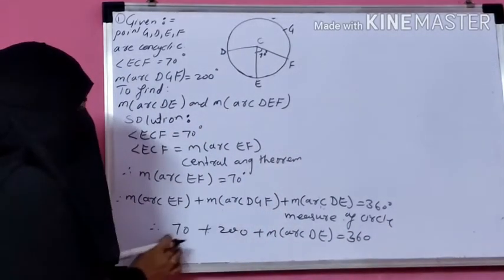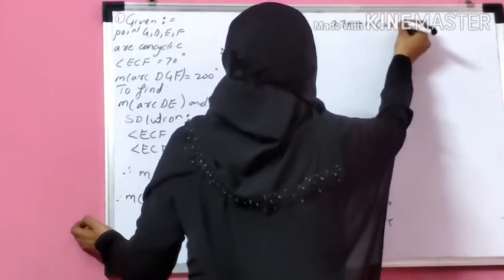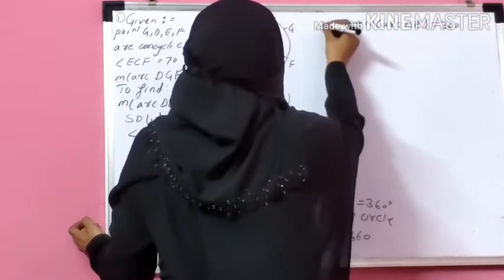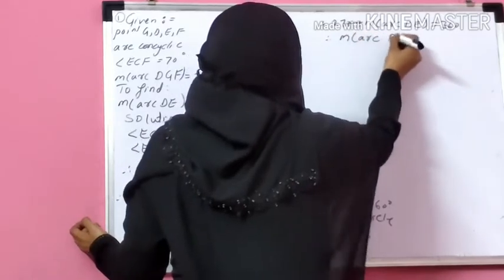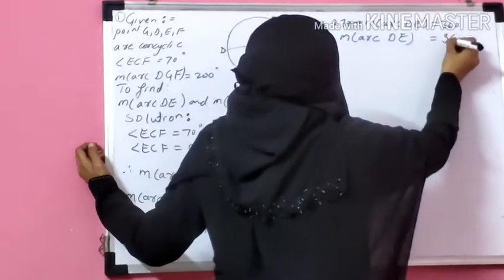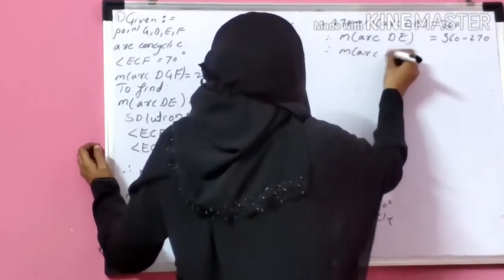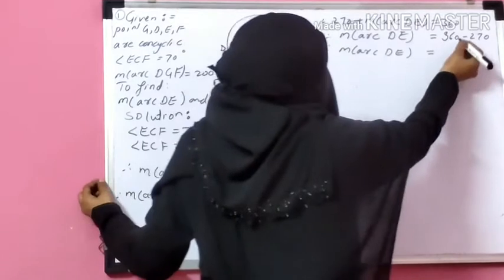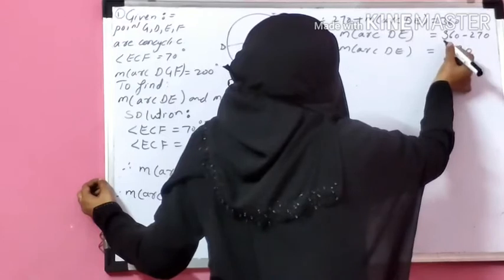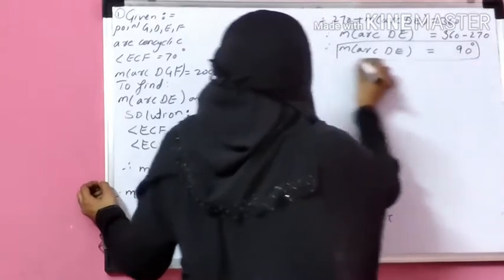So 70 plus 200 is 270. So 270 plus measure of arc DE is equal to 360. Therefore measure of arc DE is 360 minus 270, since that side goes in minus. 0 minus 0 is 0, 16 minus 7 is 9, and 2 minus 2 is 0. So measure of arc DE is 90 degrees.